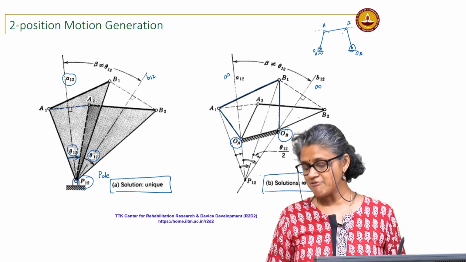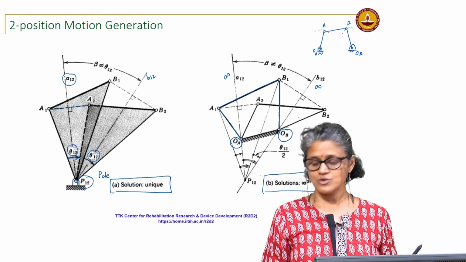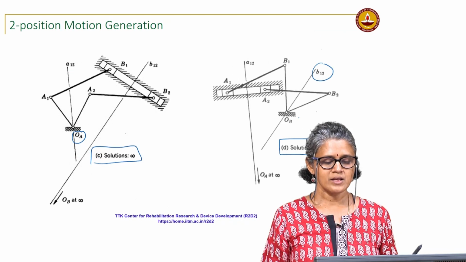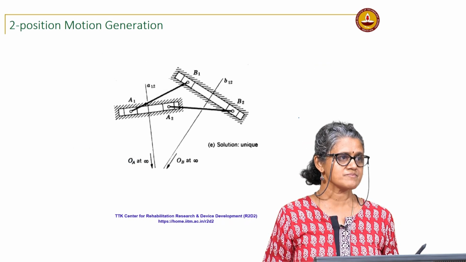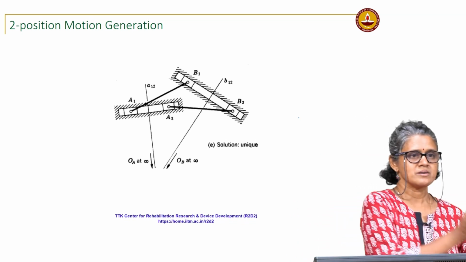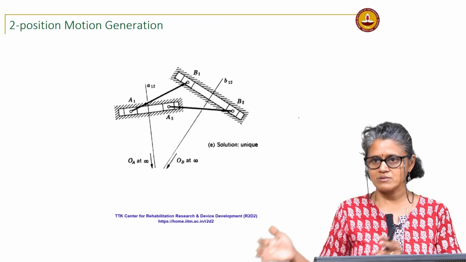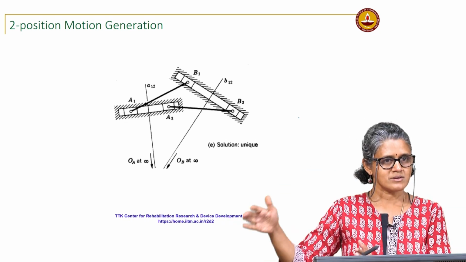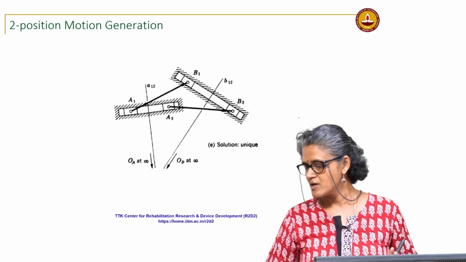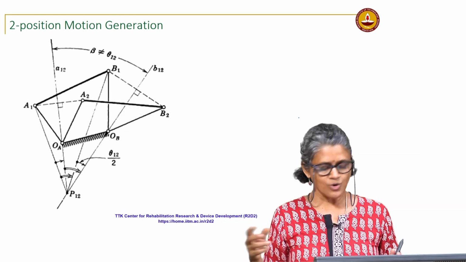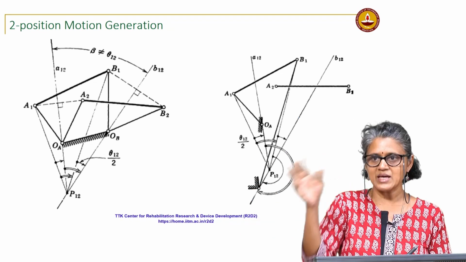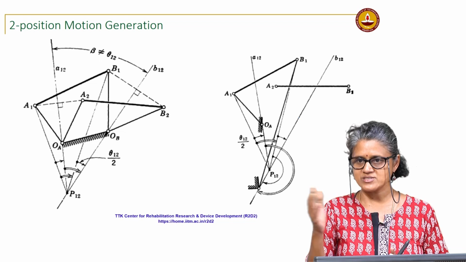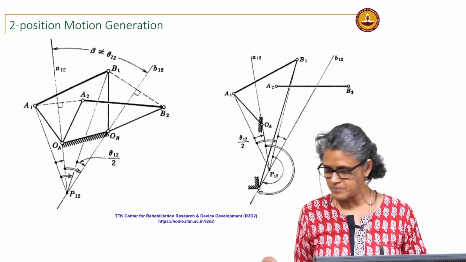In many real life applications, you want your design positions to be limit positions. You want to pick something up, place it there, orient it, do something. And you do not want the linkage to then move beyond that, interfere with something else, or do other things. You want these two typically to be limit positions.